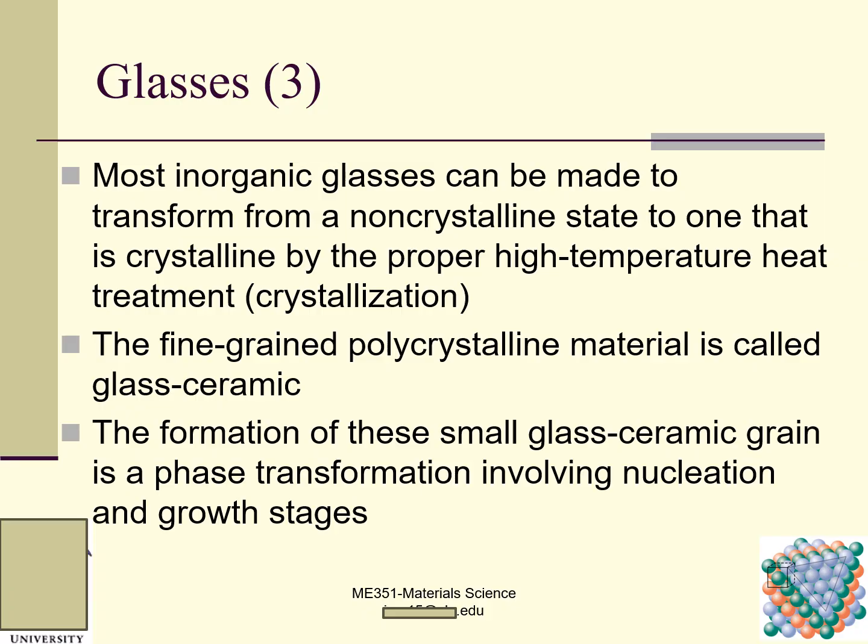Next, most inorganic glasses can be made to transform from a non-crystalline state to one that is crystalline by the proper high temperature heat treatment. This process is called crystallization. The fine-grained polycrystalline material is called a glass ceramic. The formation of these small glass ceramic grains is a phase transformation involving nucleation and growth stages.